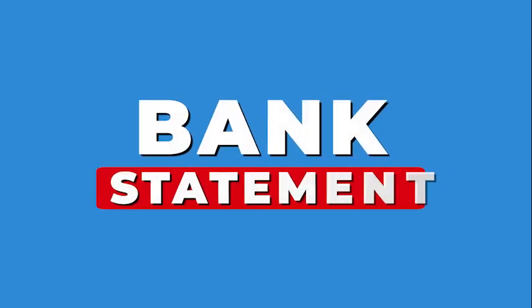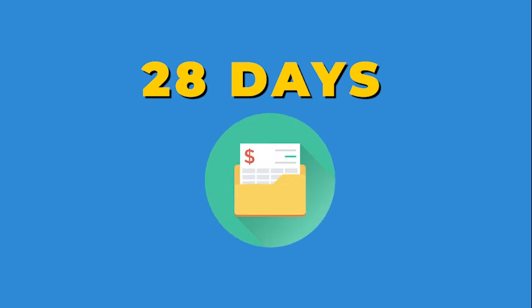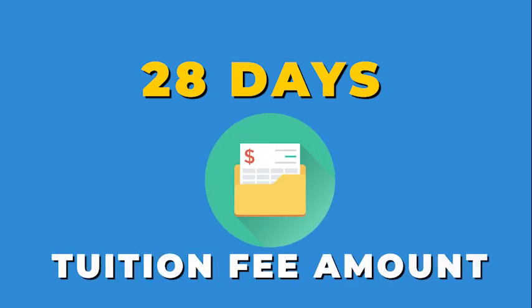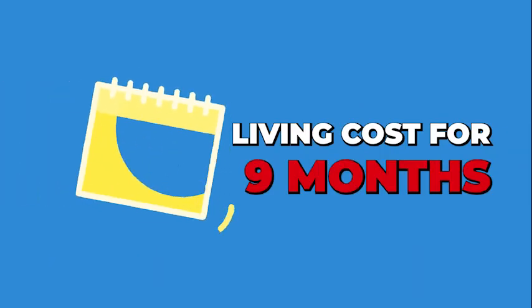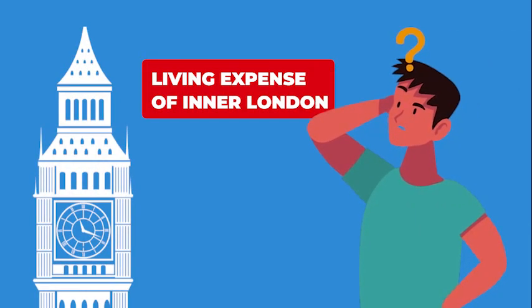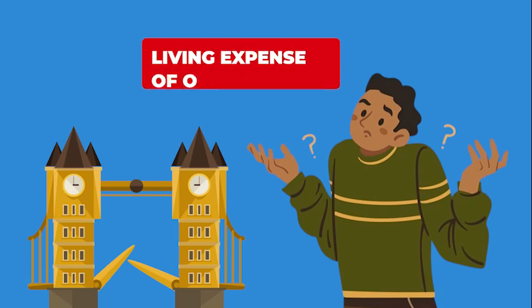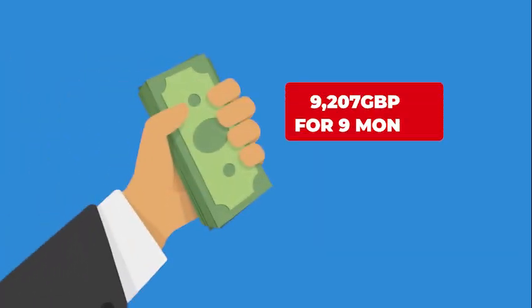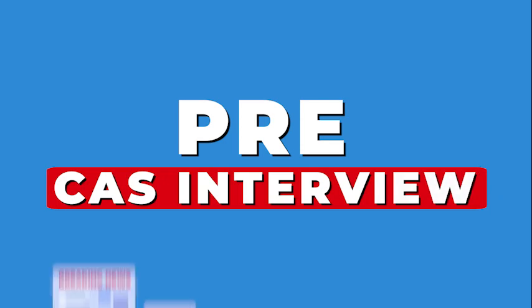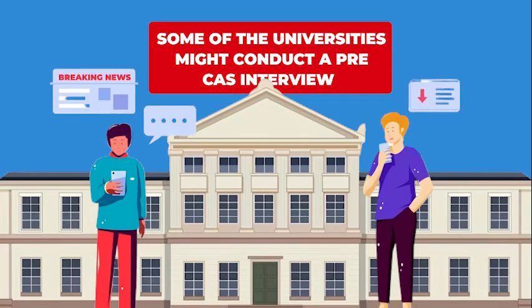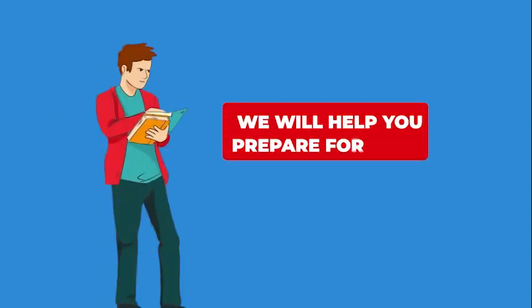Bank statement. It should be maintained for 28 days and must cover the remaining tuition fee amount and living cost for 9 months. Living expense of Inner London: £12,006 for 9 months. Living expense of Outer London: £9,207 for 9 months. Pre-CAS interview. Some of the universities might conduct a pre-CAS interview. We will help you prepare for that.